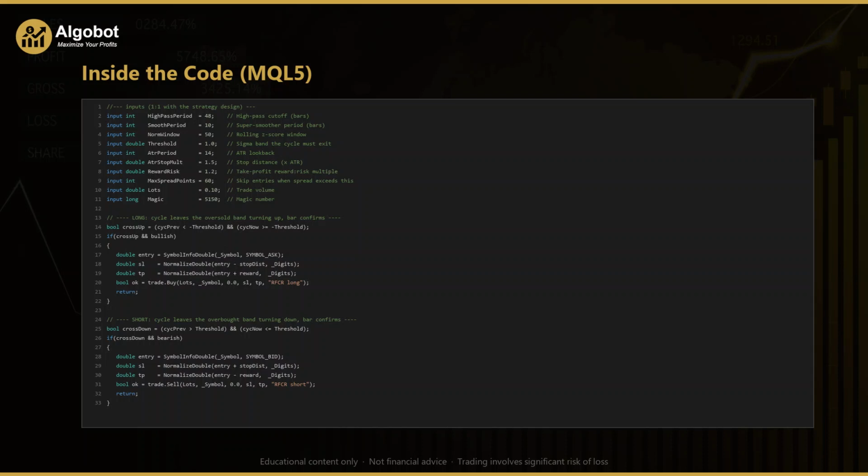If that cross-up happens and the signal bar is bullish, the code reads the ask price as the entry, sets the stop loss 1 stop distance below it, and sets the take profit 1 reward above. It then calls trade.buy with the lot size, symbol, and those stop and target levels attached. The short side mirrors this exactly.